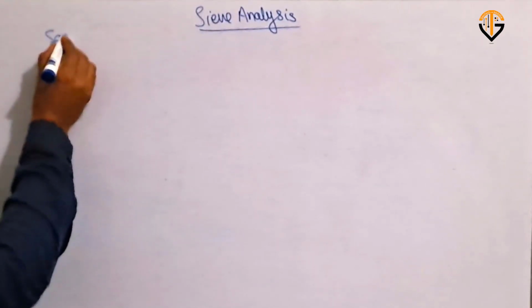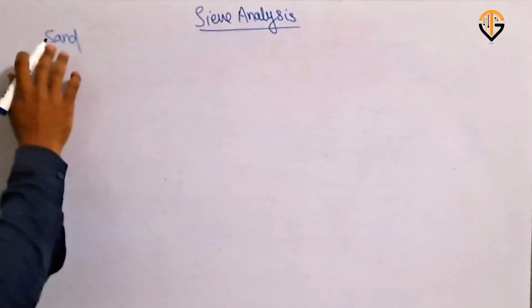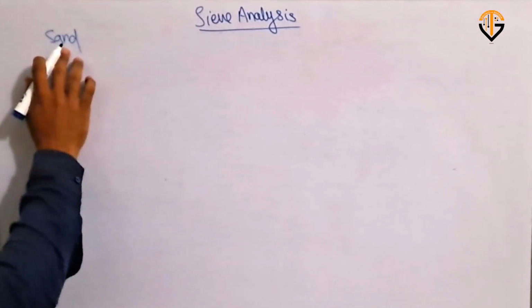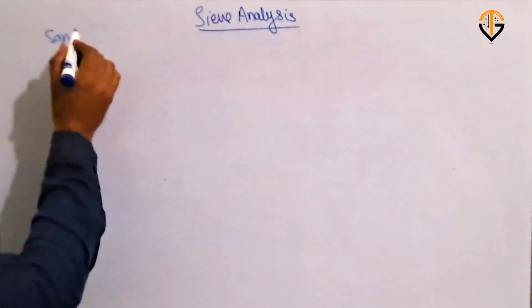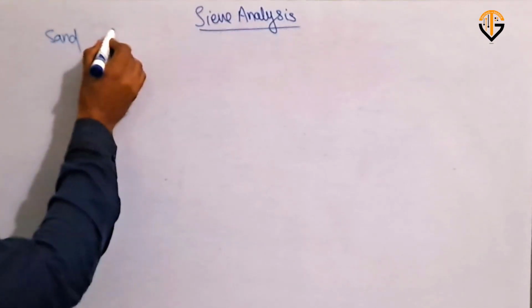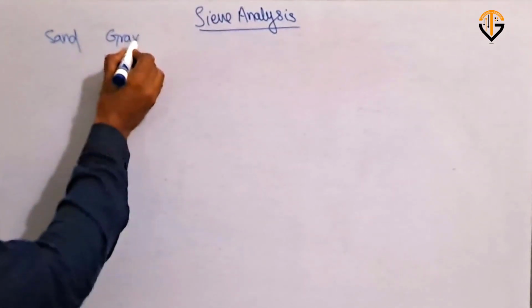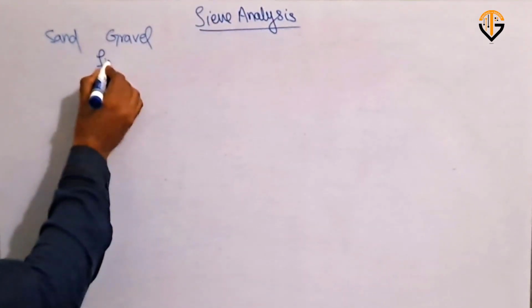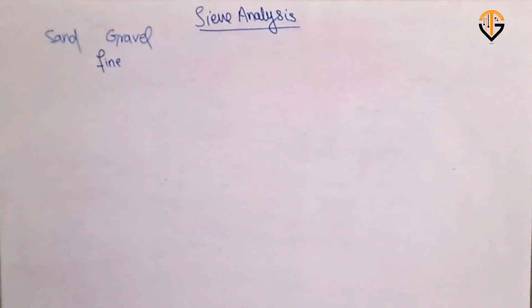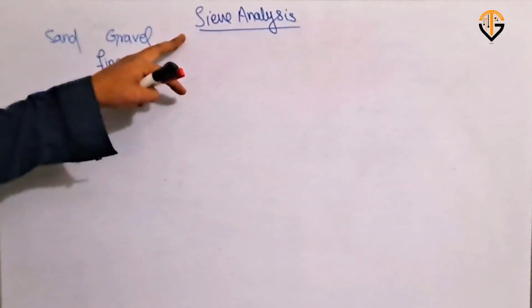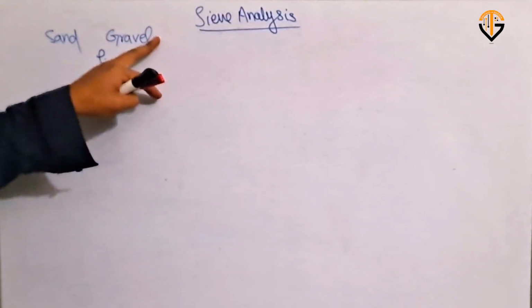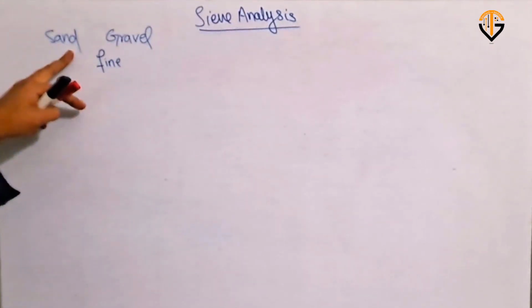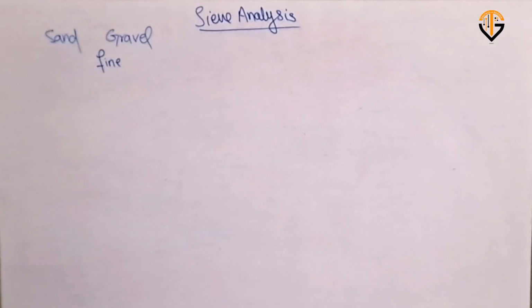sand particles, how much the soil contains sand particles, how much percentage of gravels is there in soil, and how much percentage of fine content is there in soil. So the purpose of sieve analysis is to determine the percentage of gravels, then the percentage of sand and the percentage of fine.